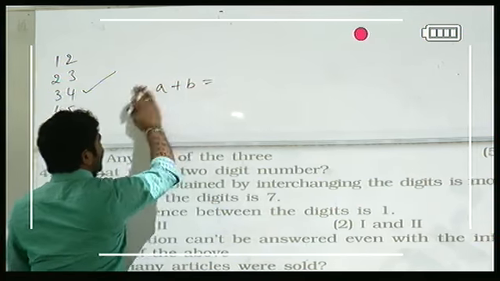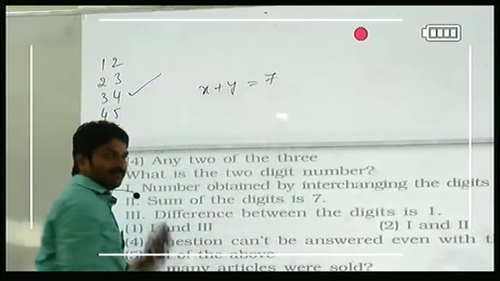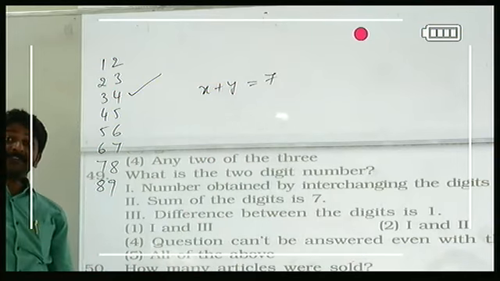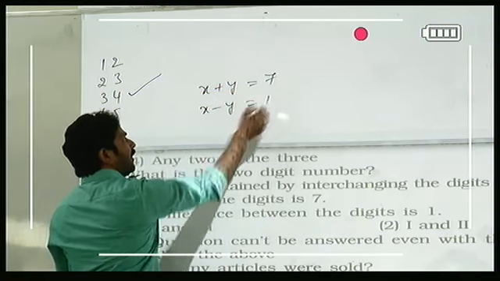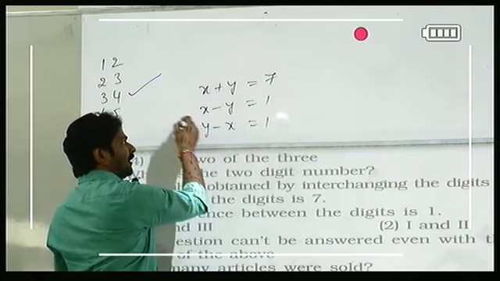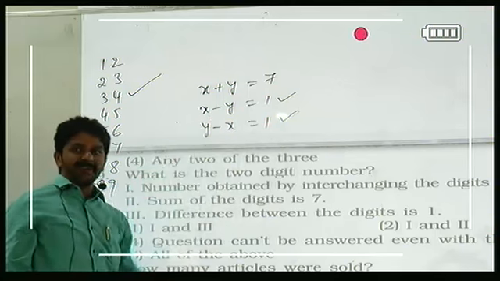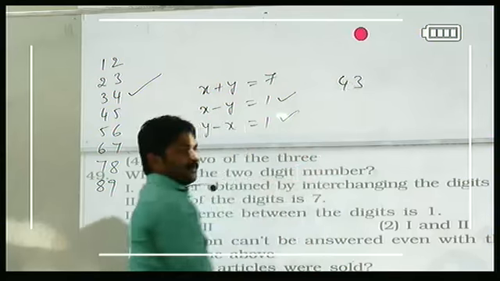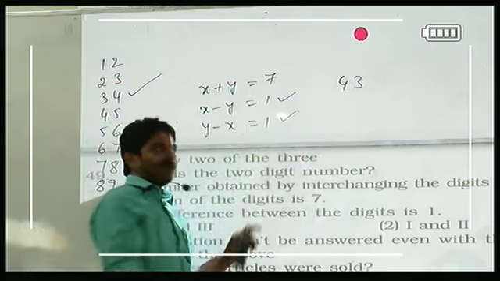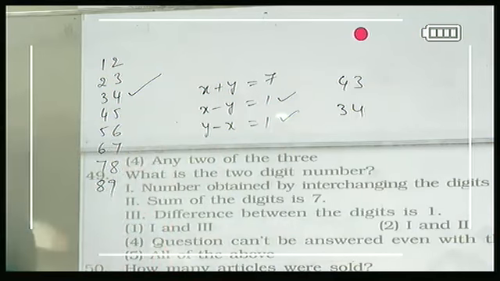If the number is xy, the sum of digits x plus y is equal to 7. And then they said the difference is 1. The difference can be x minus y or y minus x. I can take any of these two. If you take x minus y is equal to 1, you will get 43. If you take y minus x is equal to 1, you will get 34. Which is the right answer among those two? So 2 and 3 will not give you the answer.